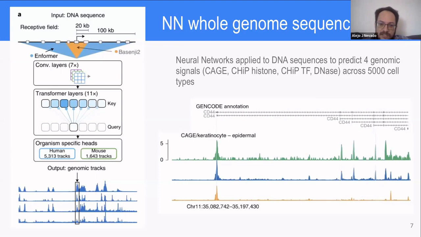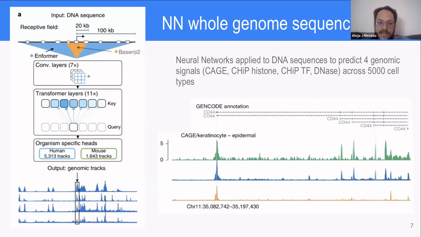So traditionally, for these signals you had to run a very long and expensive laboratory experiment to get them for whatever cell line. But now with this neural network, it seems it is able to predict out of the box what these signals should be according to the genome, with quite good accuracy.